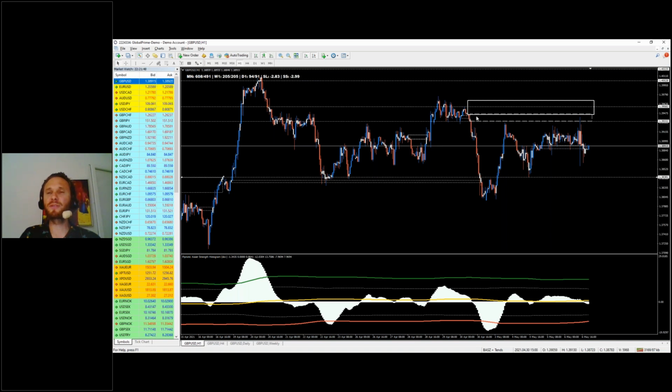So the edge of the box that's closest to price is the entry. The edge of the box that's furthest away from price would be where the stop placement is, and the target would be at an opposing area, an opposing buy or sell zone.